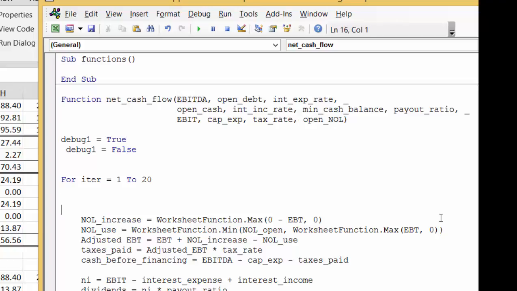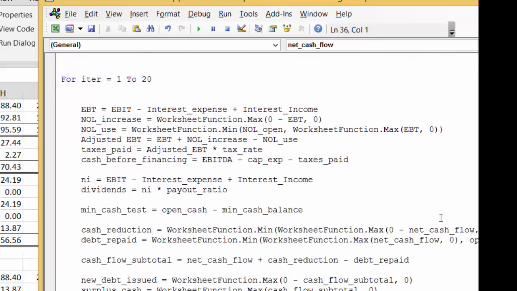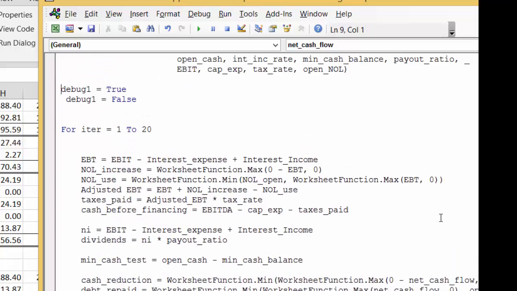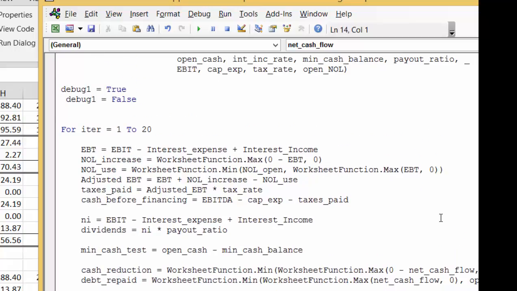And finally, we just need to get the EBT, which is EBIT minus the interest expense plus interest income. Oh, it capitalized all the rest of them. I was wondering what it would do with the capital. And then we're finished. Okay.